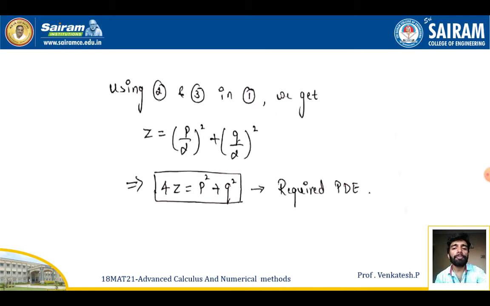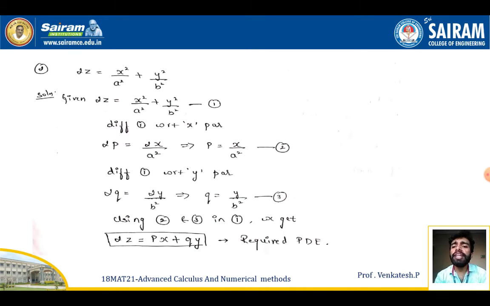Okay. So next problem. 2z is equal to x square by a square plus y square by b square. So here z is a dependent variable, x and y are the independent variables, and a square and b square are the arbitrary constants here. So we have to eliminate this a square and b square from the equation. So first take the given equation as equation number 1.